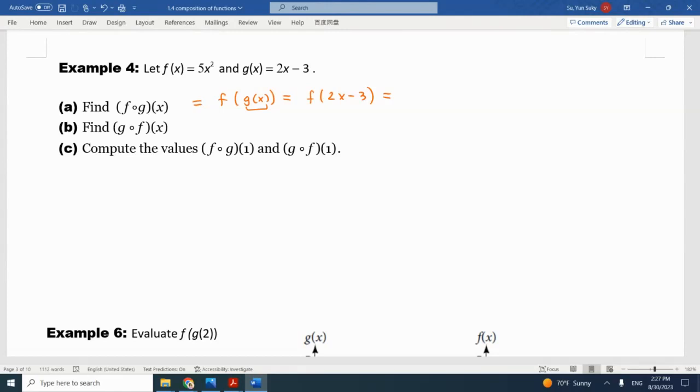So we have 5 times 2x minus 3 squared. Am I right? What do I mean? Parentheses. So when you do this composition of functions, be careful with parentheses. Especially because you don't have x, you have something more than x, you want to make sure it's everything raised to the power of 2.